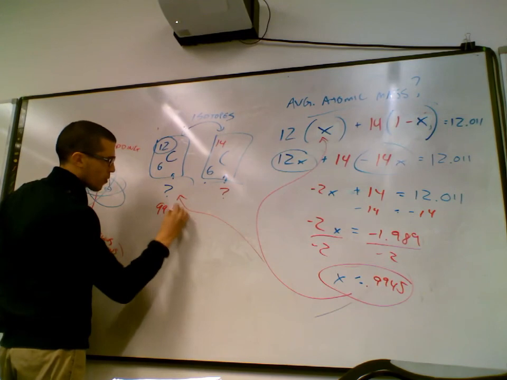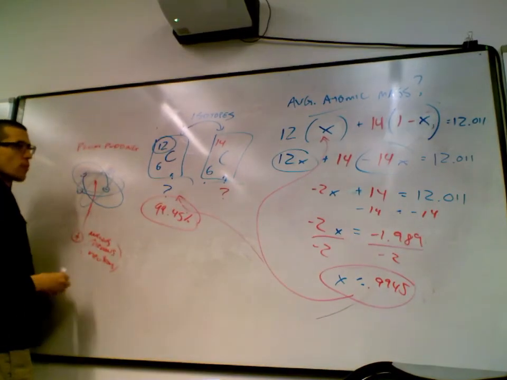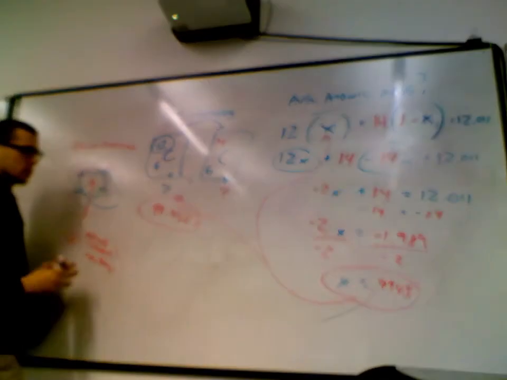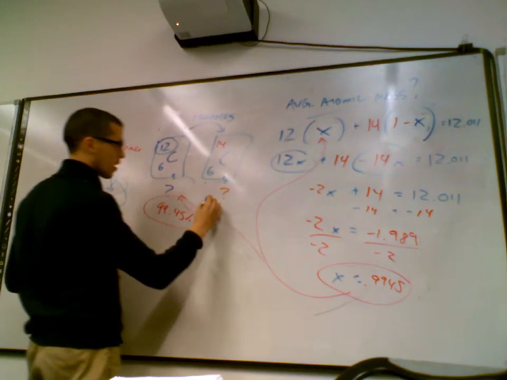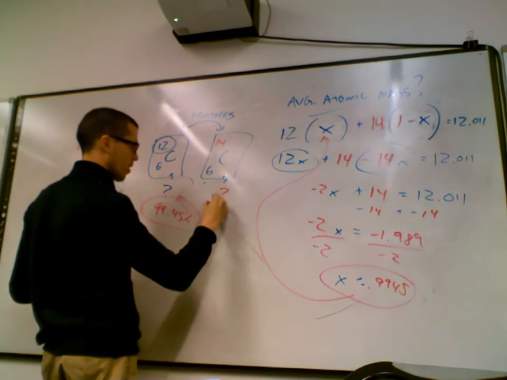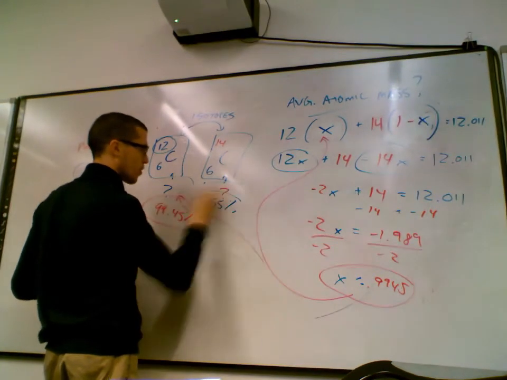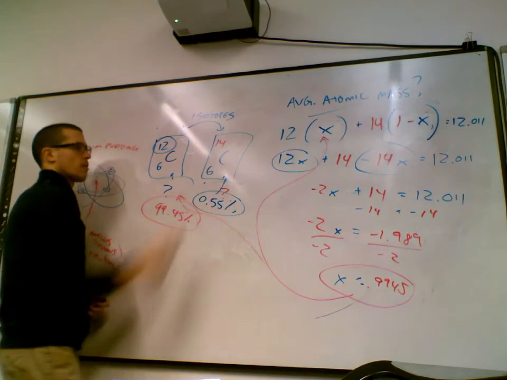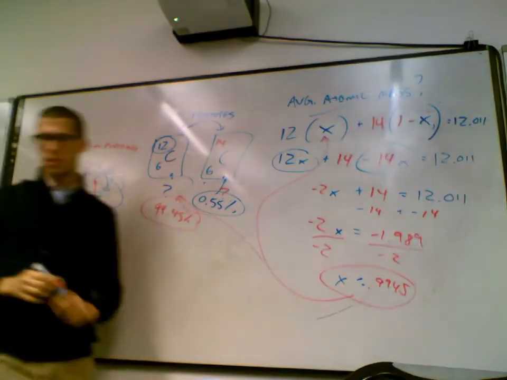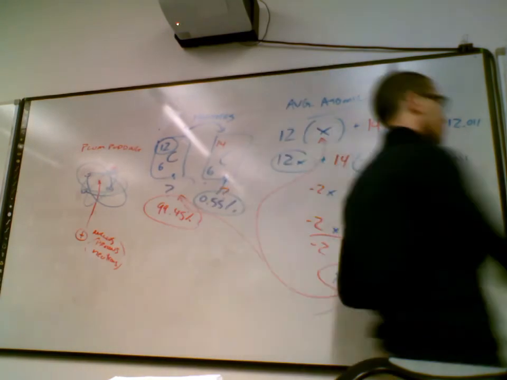This is 99.45%. What was the average right before? 12. And so now the remainder is what for this? It's 1 minus 0.9945, so it's going to be 0.55% for this guy. That's it. Now that's the hardest kind of problem I can ask for isotopes and average atomic mass.